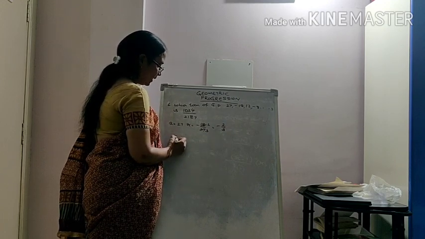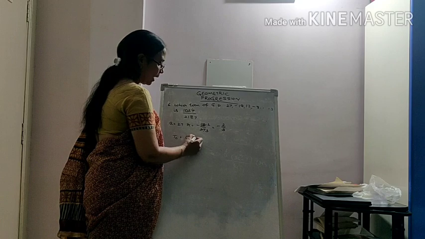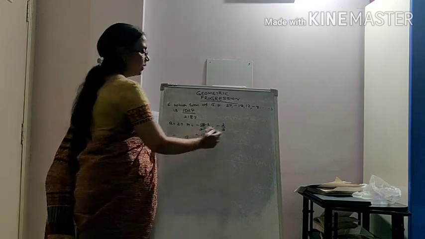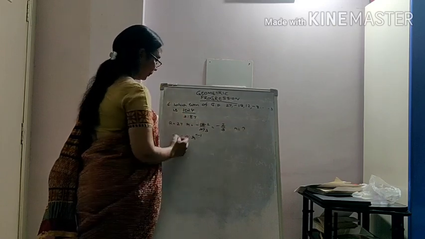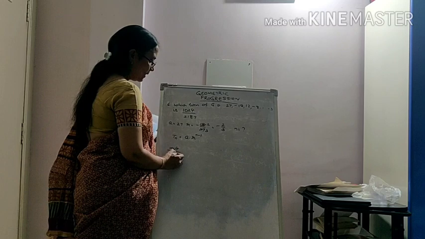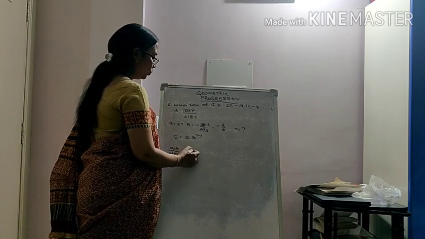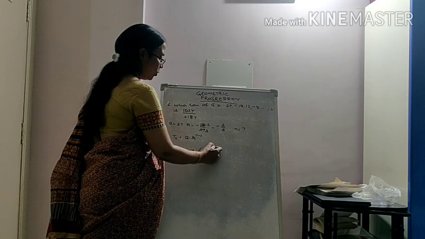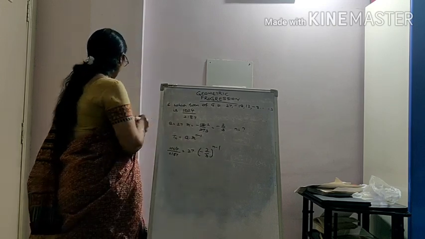We don't know what Tn is. Tn we know is a into r to the power of n minus 1. We don't know what n is here. We have to find out n. So 1024 upon 2187 is equal to 27 into minus 2 by 3 whole to the power of n minus 1.